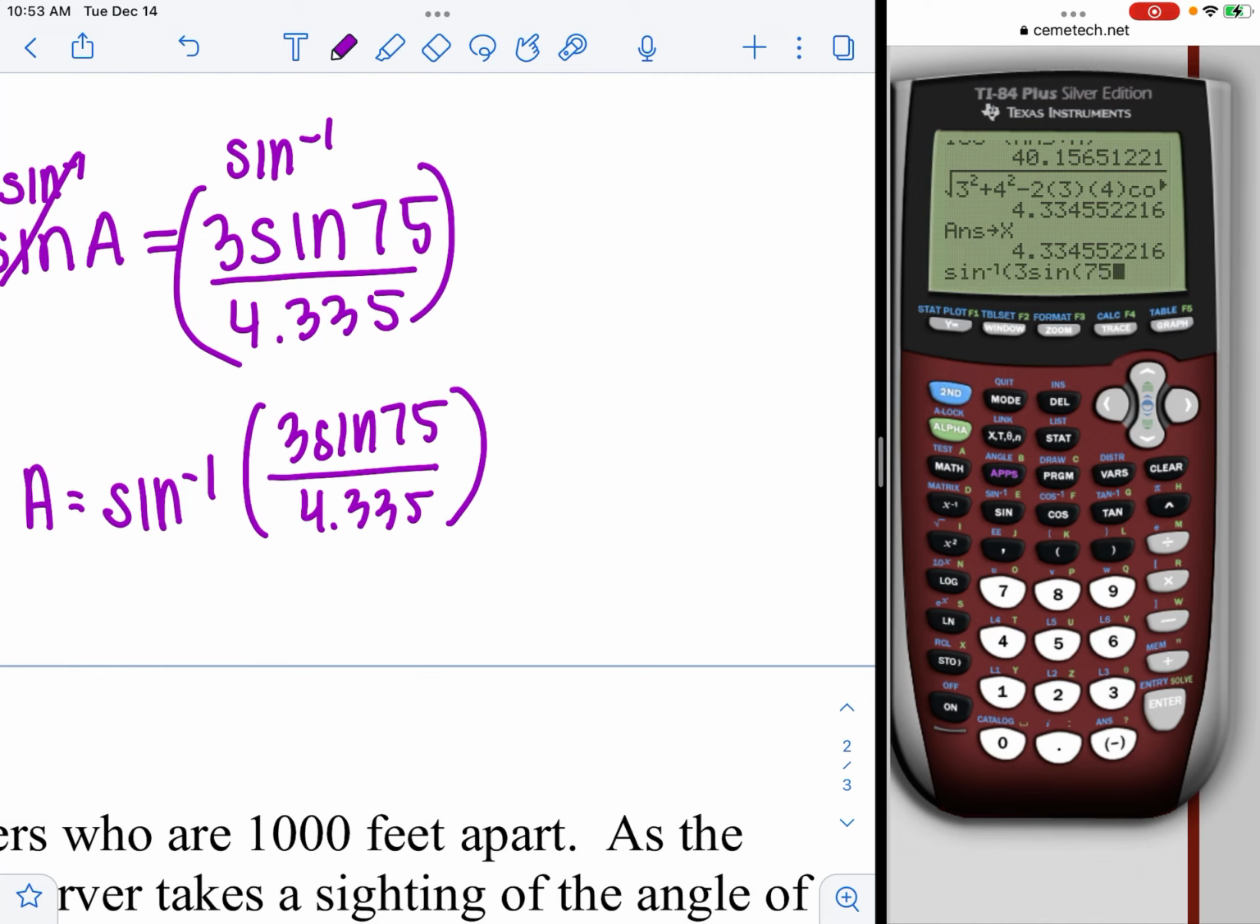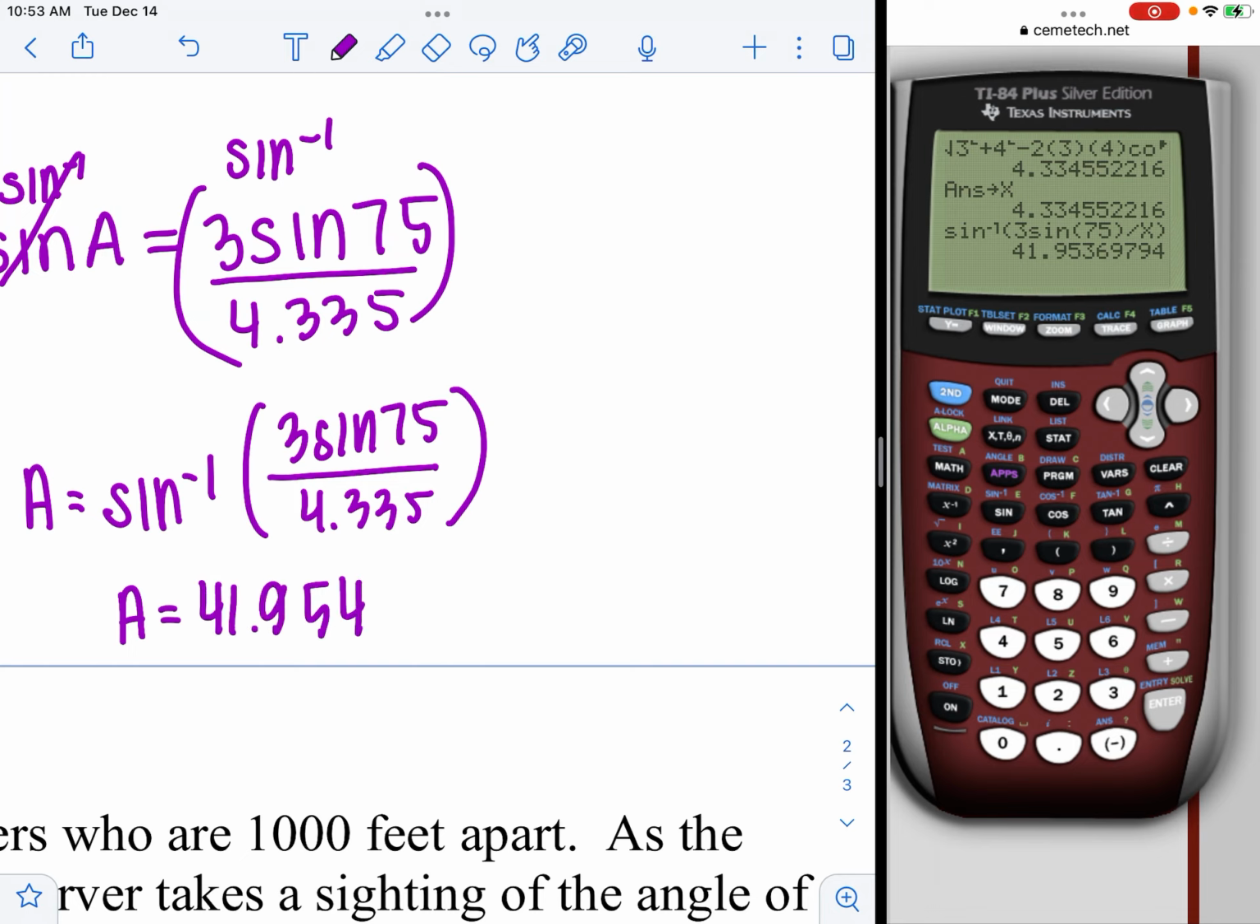All right, so now I'm going to type that, sine inverse, 3 sine of 75, close the parentheses on the 75, divided by, and I'm not typing 4.335. I'm typing x, what's stored is x. Close the parentheses, hit enter, and I get A is 41.954 degrees.